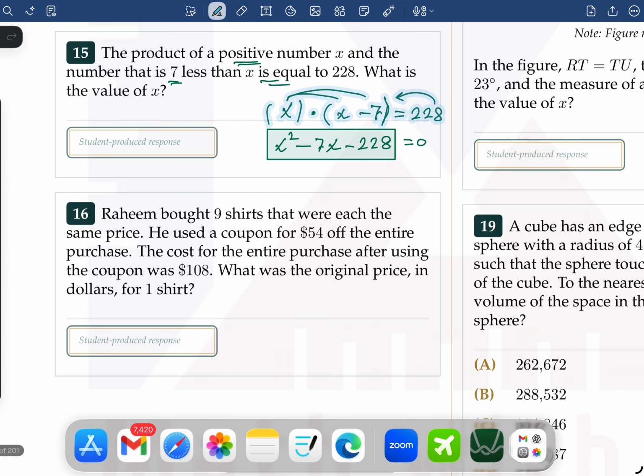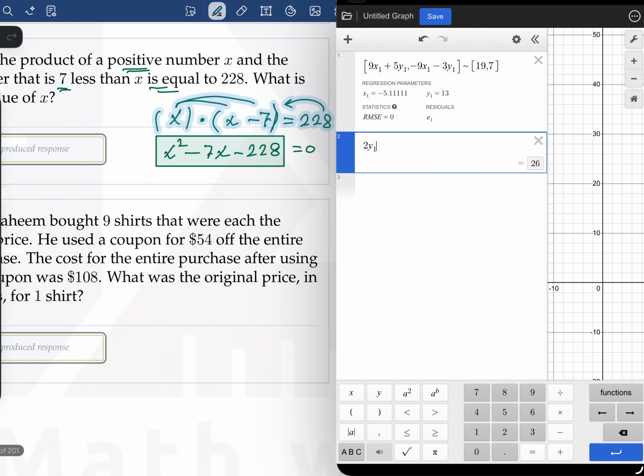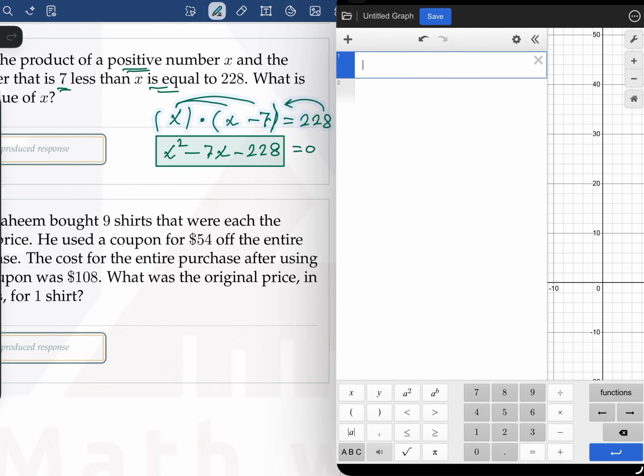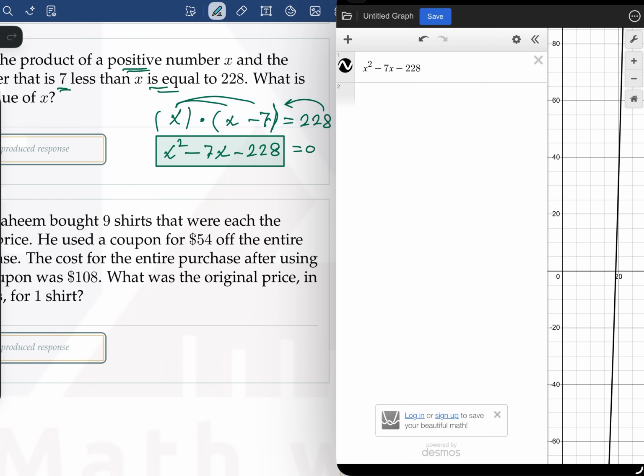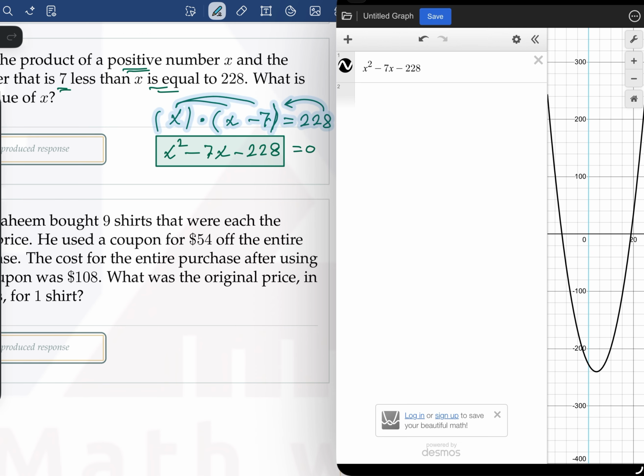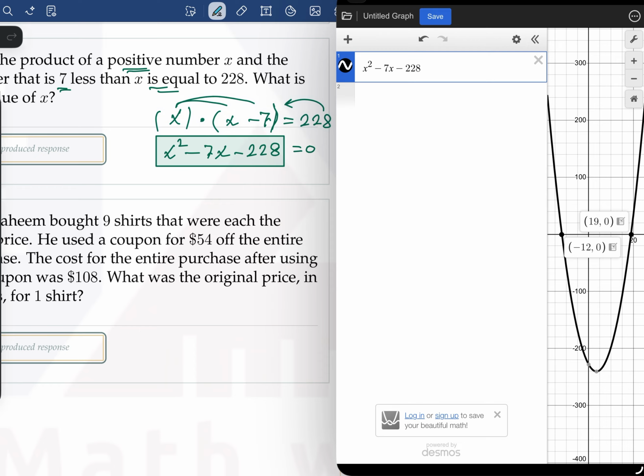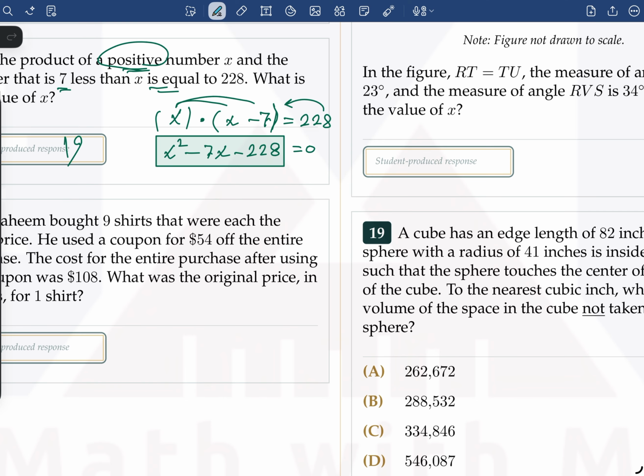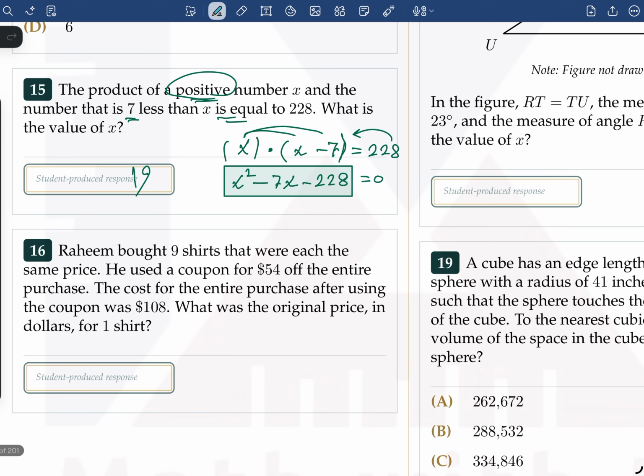So let's try it here. X squared minus 7x minus 228, and you can look at the graphing area and see this graph right here. The 2 points of intersection on the x-axis are 19 and 0 and negative 12 and 0. But we are focusing on the positive number, so we take only 19. The answer is 19, the answer to this question. And this is question number 15.